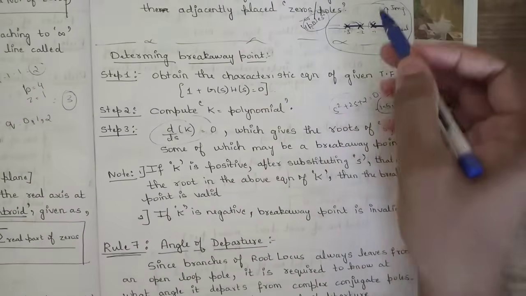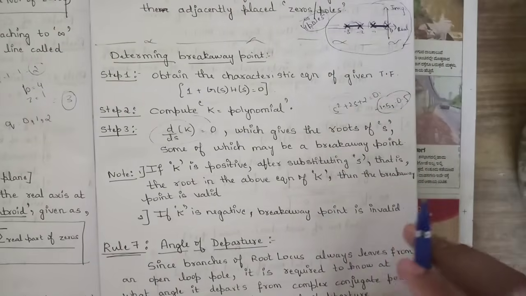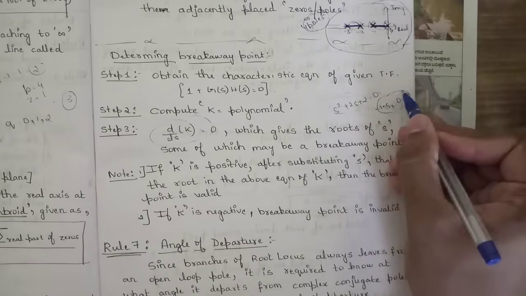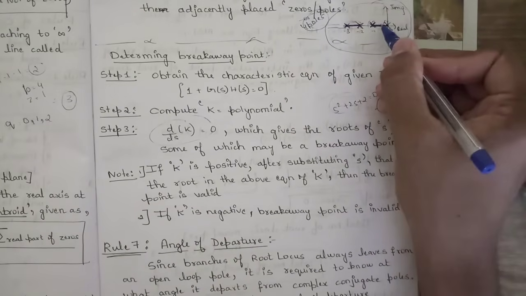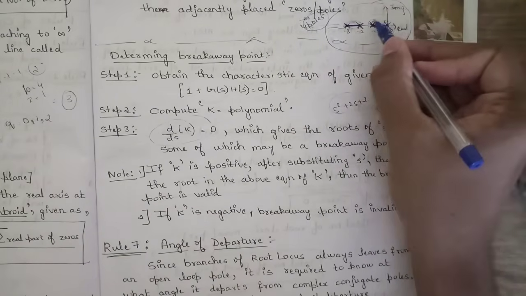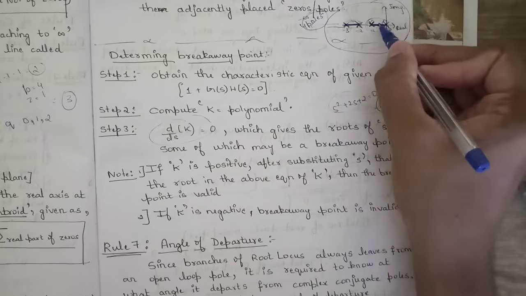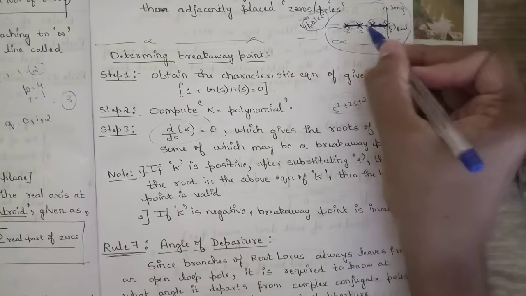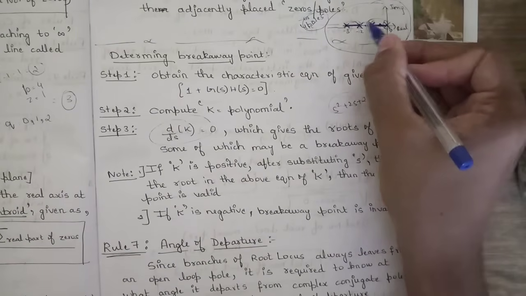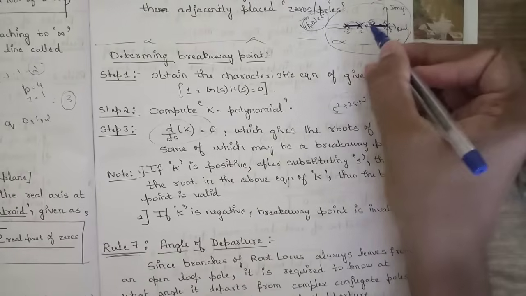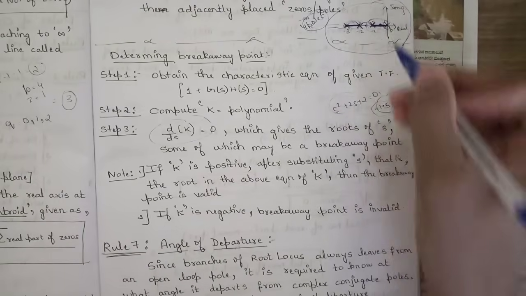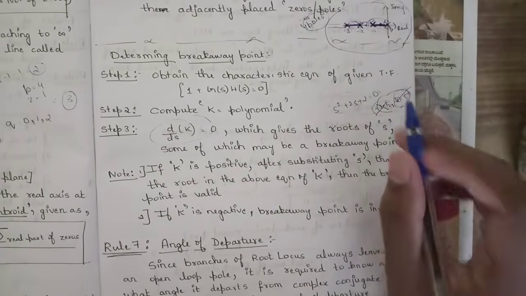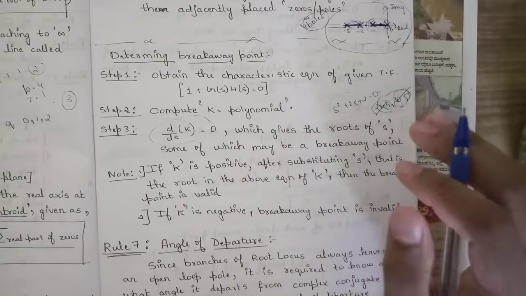But due to the example I have taken, we need to check which is the valid breakaway point. How to check that? This minus 0.5, if it comes somewhere here, that is part of the root locus, so this is a valid breakaway point. And this minus 1.5, the second root, comes over here, but this region is not part of the root locus, so we won't have any breakaway point here. So this is an invalid breakaway point and this is a valid breakaway point. This is just an example, with which I've tried to explain.